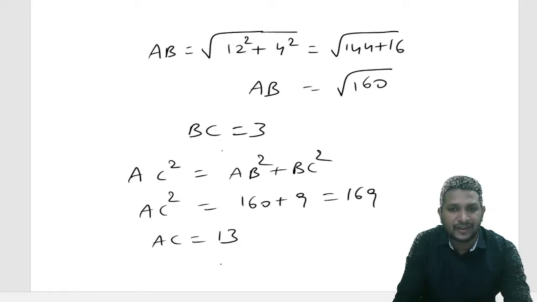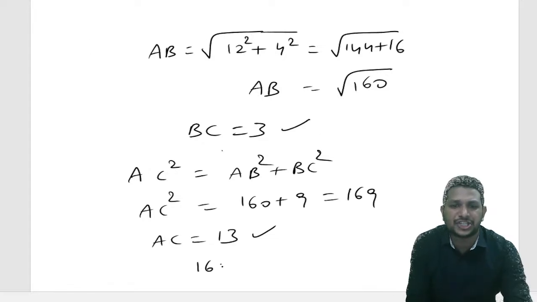But they're asking to find the perimeter. So perimeter is nothing but the sum of all the sides. So if I calculate AB, AC and BC, I get 16 plus root 160. But the answer is not in that format, right?